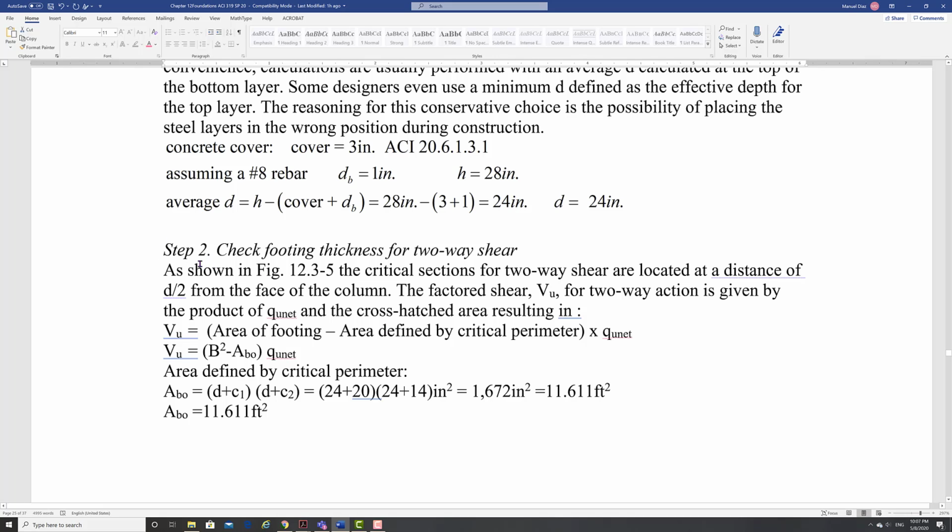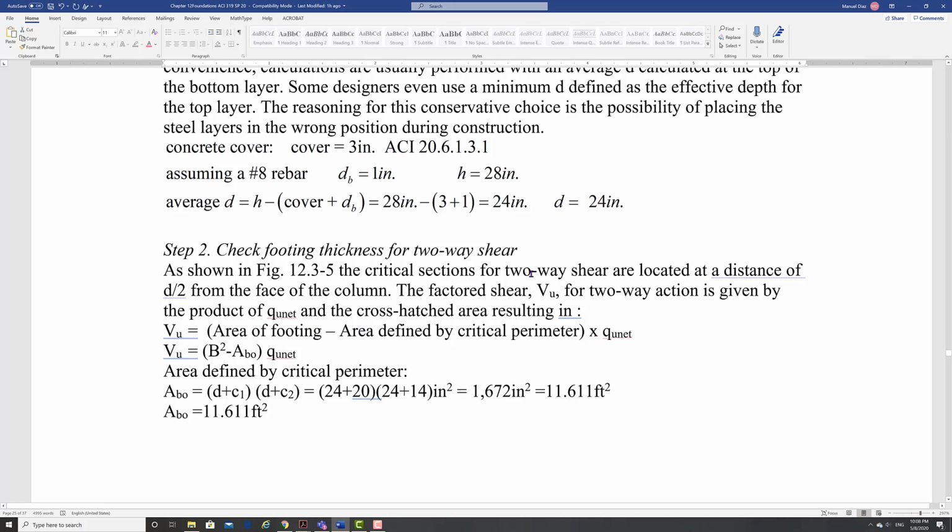This one is step 2. And it always was step 2 because the two-way shear used to be the most critical thing you have for these footings. But now, with the change of the new formula for one-way shear, two-way shear is going smooth. No problems, all right? So, what is the two-way shear?